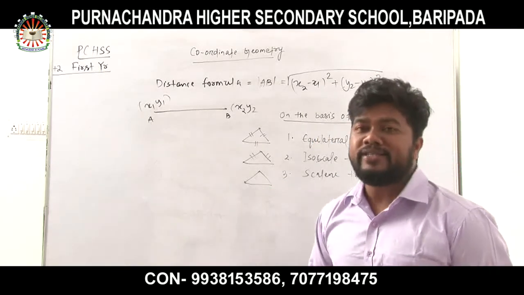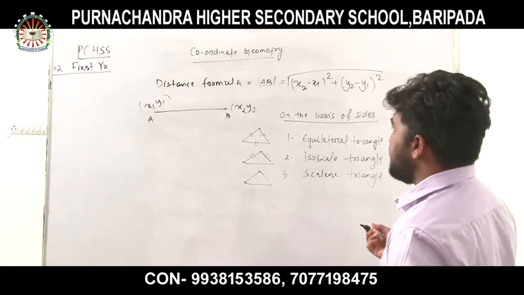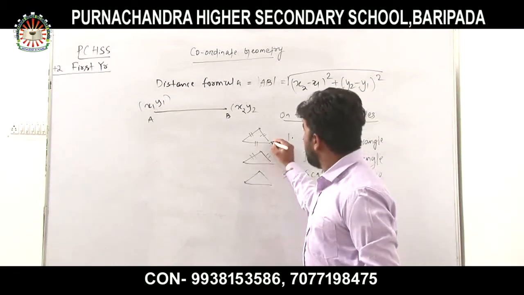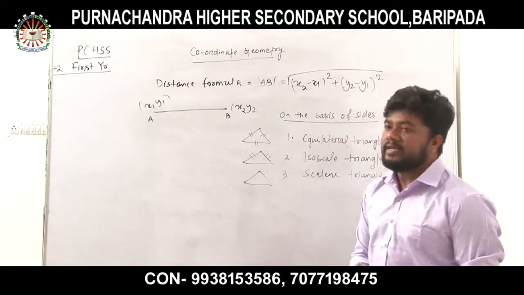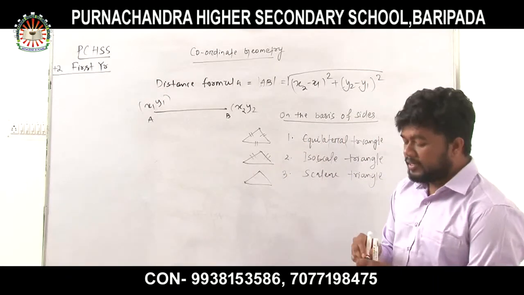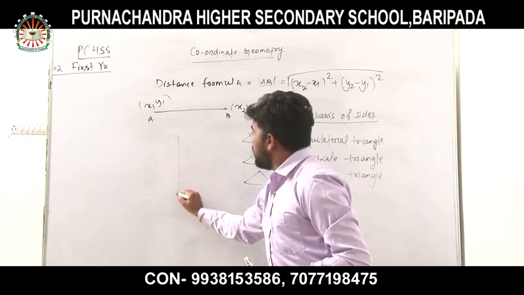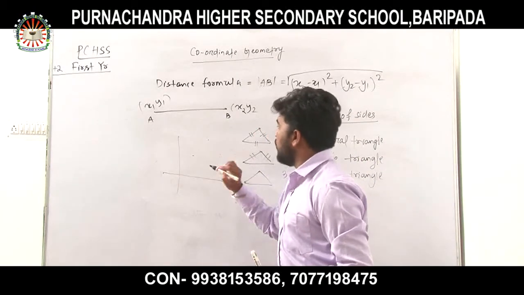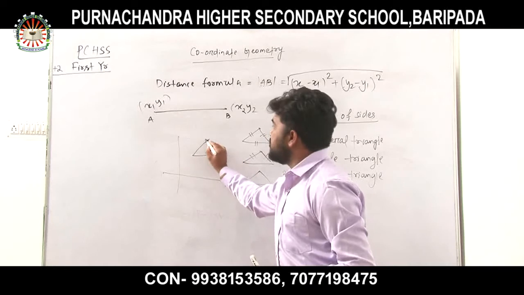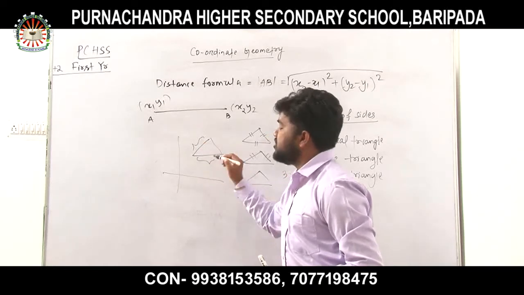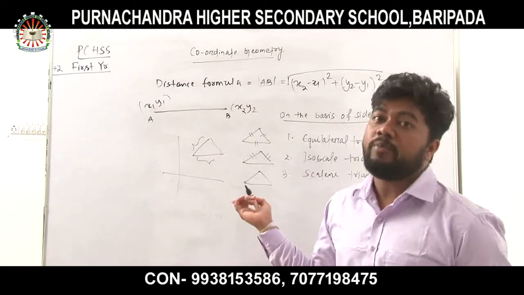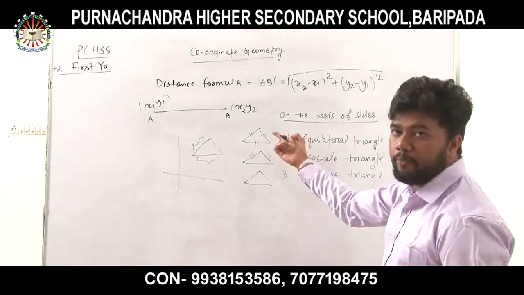By applying the distance formula, we can easily know the equilateral triangle, isosceles triangle, and scalene triangle. Let's give 3 points in your coordinate plane. You just calculate the distances and get what type of triangle is made by these 3 points. Okay.